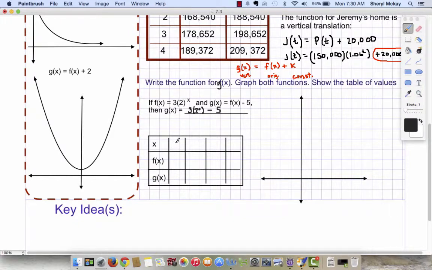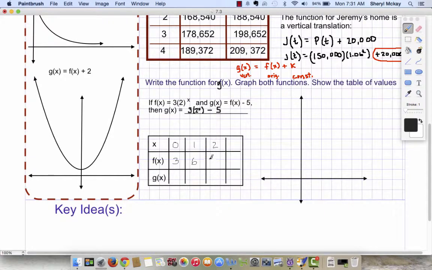Let's start by saying, what if x is 0? Well, if x is 0, what's f of x? Well, f of x is 3 times 2 to the 0 power. 2 to the 0 power is 1, so 3 times 1 is 3. All right? What about if x is 1? If x is 1, 3 times 2 to the 1 power, 2 to the first power is 2. 3 times 2 is 6.